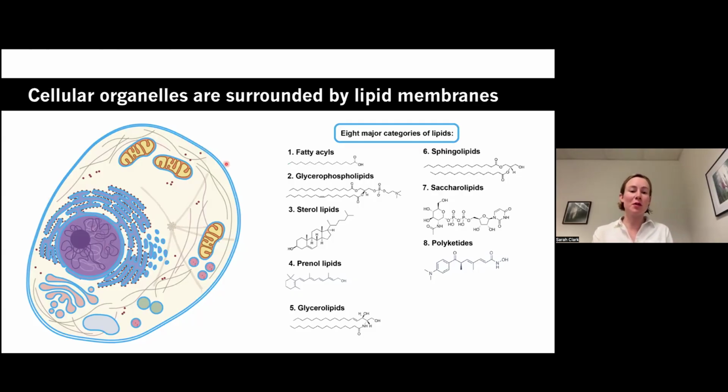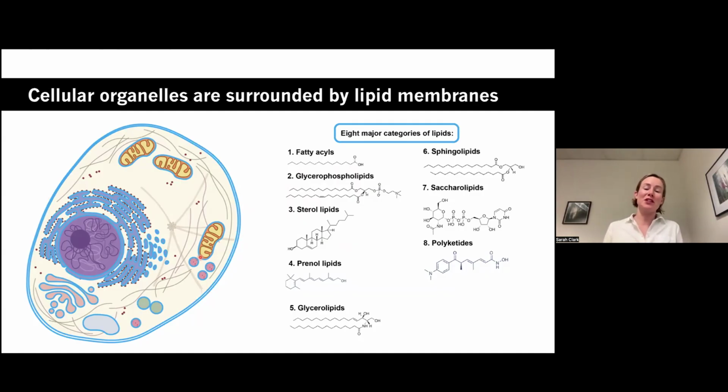There are 8 major categories of lipids in the cell. For example, the plasma membrane is composed primarily of phospholipids, but it's also highly enriched in sterols like cholesterol. The mitochondria membrane is composed mostly of phospholipids, but it also contains a very specific, special phospholipid called cardiolipin. Those specific lipid compositions have to be maintained in order for the cell to carry out all of its functions. And there are thousands of different lipid species within a cell.